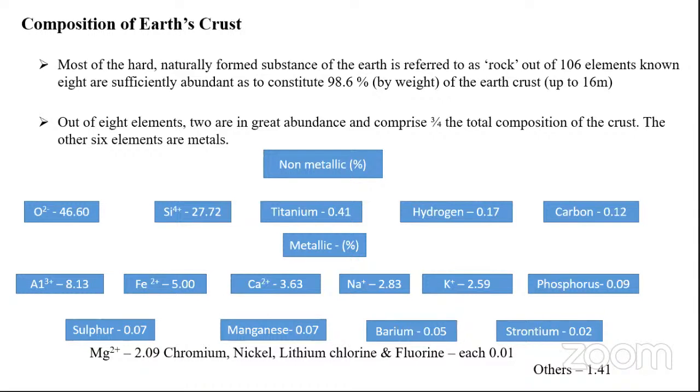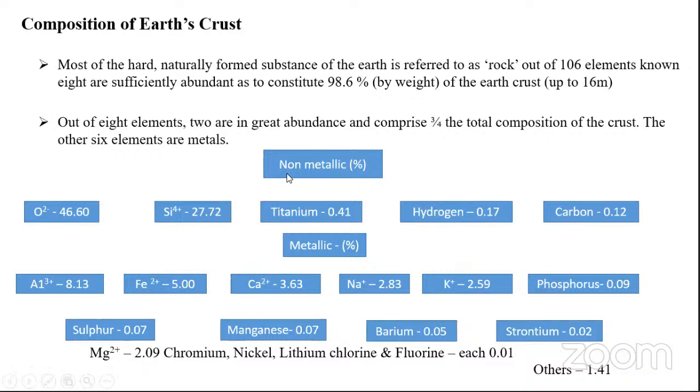Here I'm mentioning 106, but nowadays it has crossed that, as many new man-made elements have been included; I think more than 110 are there. So many elements are sufficiently abundant, constituting 98.6 percent of the Earth's crust up to 16 kilometers. So in the Earth's crust itself you can see all these compositions and minerals. Out of this great abundance, only 8 elements matter; of these 8, 2 are greatly abundant and comprise three-fourths of the total composition of the crust. The other 6 elements are mostly metals.